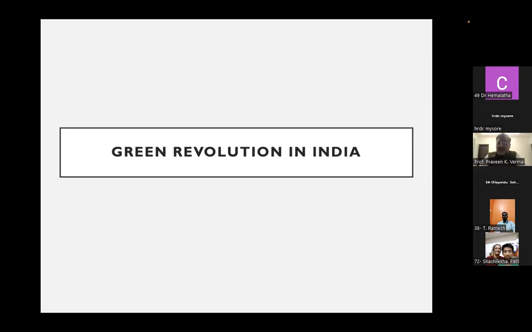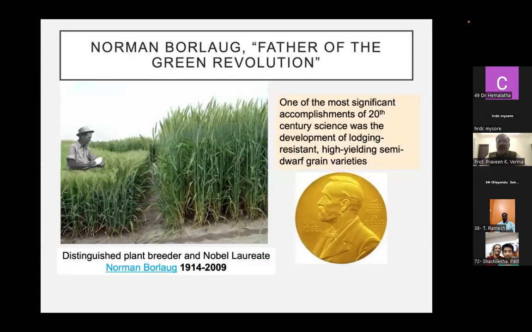At that time, the USA stopped sending wheat and everything, so we started our own green revolution. You all know that Norman Borlaug is the father of the green revolution, as well as our Professor M.S. Swaminathan, whom we have just lost, who was recently awarded the Bharat Ratna.